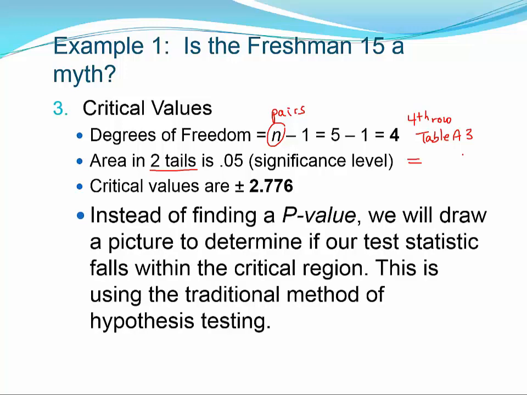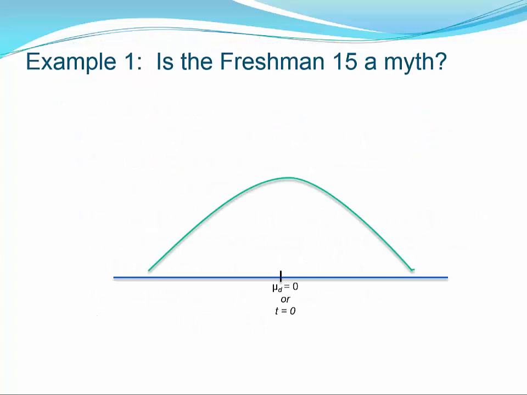Instead of finding a p-value, we are going to draw a picture to determine if our test statistic falls within the critical region. So we set up the normal distribution curve, and we're going to plot the critical values, negative 2.776 and positive 2.776.